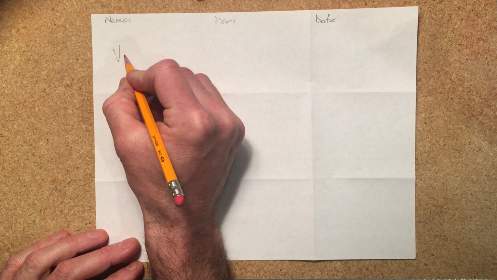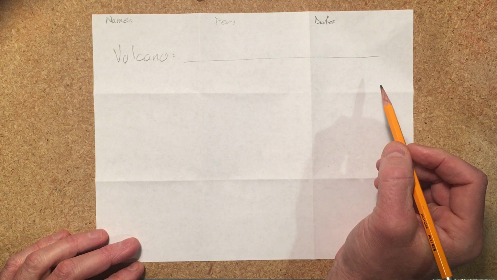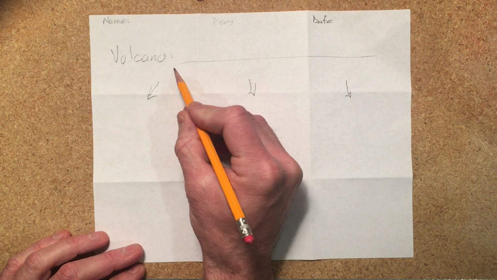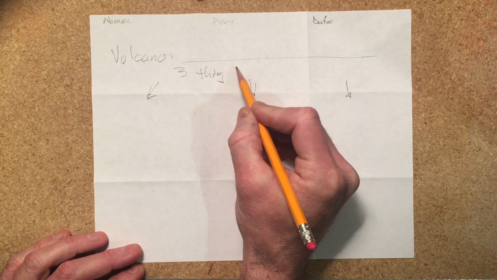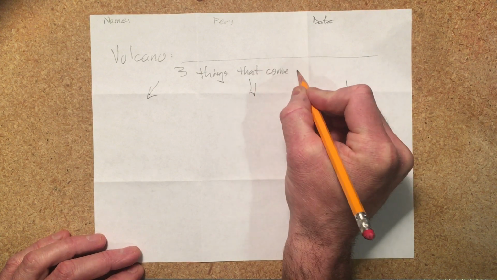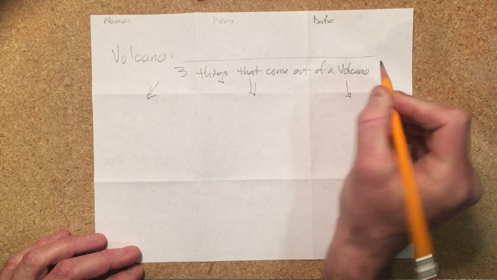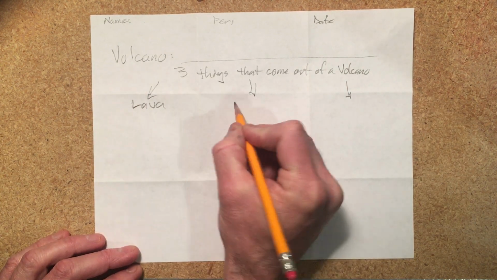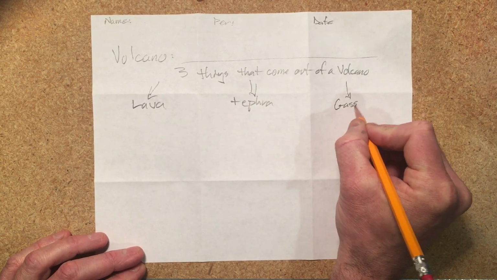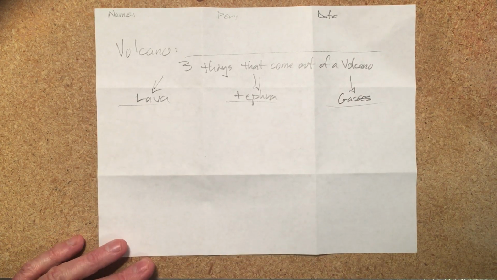And then we want to define what a volcano is up here at the top. So define what a volcano is. Now there are 3 things that can come out of a volcano, here, here, and here. So, 3 things that come out of a volcano. And those 3 things are lava, tephra, and gases. Then I want you to organize it, follow the template, and fill those in from the notes.